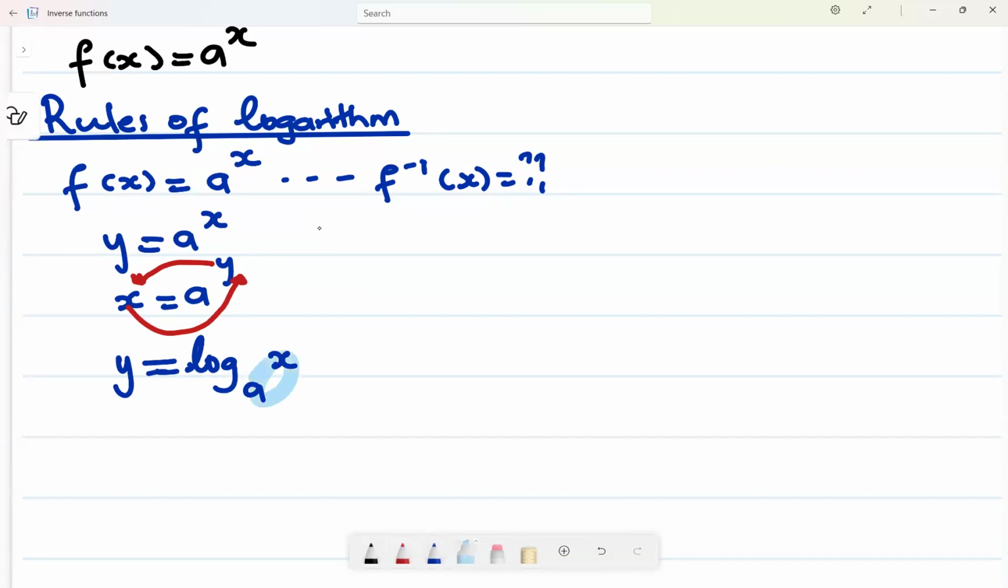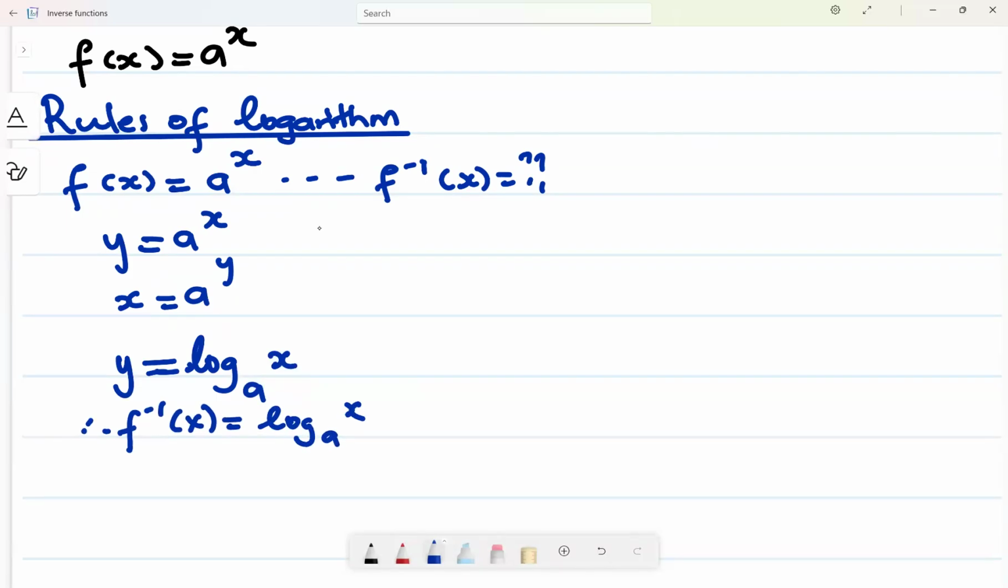Can you see? We have achieved a to the power of x by dropping y and x, but now we introduce a little extra thing, which is log. Yes. Can you see that? So it means the inverse of this one is going to be f of x equal to log of x base a.